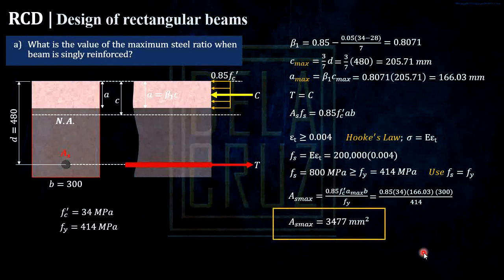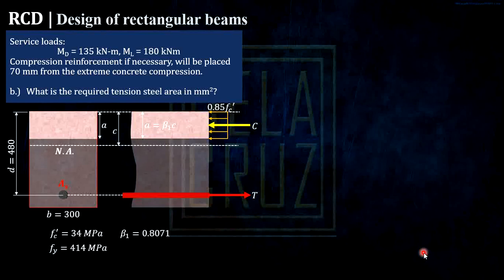Okay. Now, let's proceed to letter B. Given yung service loads and factored loads, okay, and compression reinforcement if necessary will be placed 70 mm from the extreme concrete compression. What is the required tension steel area in millimeters squared? So, ano yung gagawin mo? Take note mo na, ha?